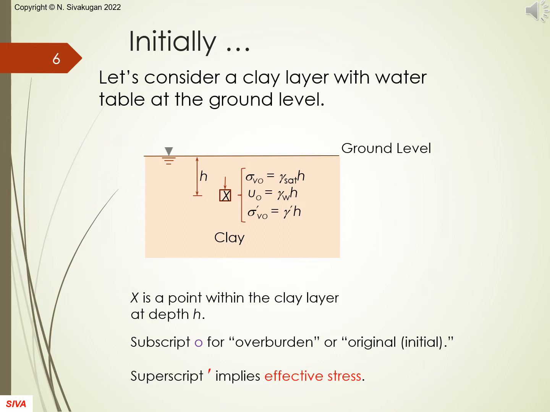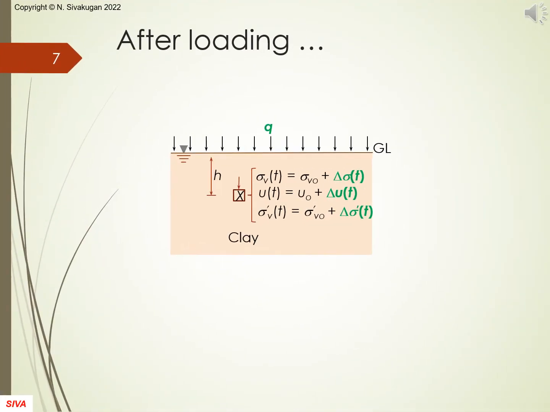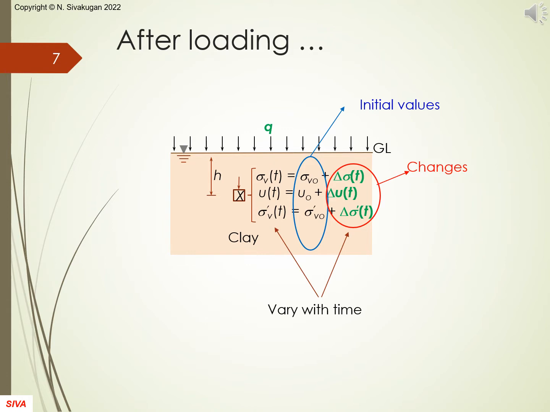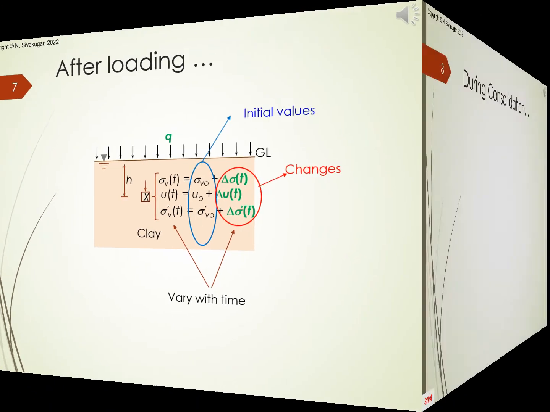Here, we note the initial in situ values of the total and effective stresses, and the pore water pressure at X. The subscript O denotes overburden or initial in situ value. What you see in green are the changes in sigma dash, and U, which are caused by the applied surcharge Q. Consolidation is all about the changes. Let's not worry about the initial values.